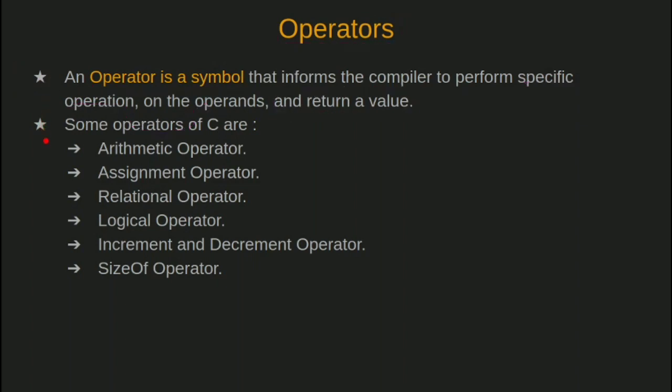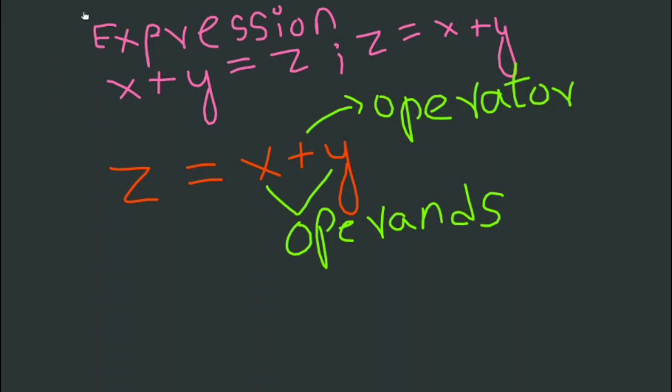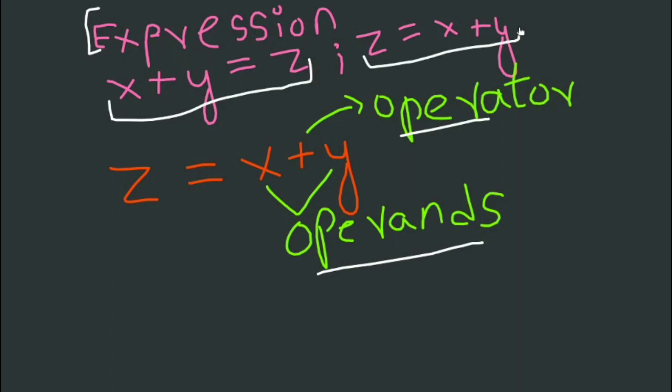Now before we move forward and talk about different operators in C, let us talk about expressions, operators and operands. Now these two are something known as an expression, and these two expressions are made up of operators and operands.